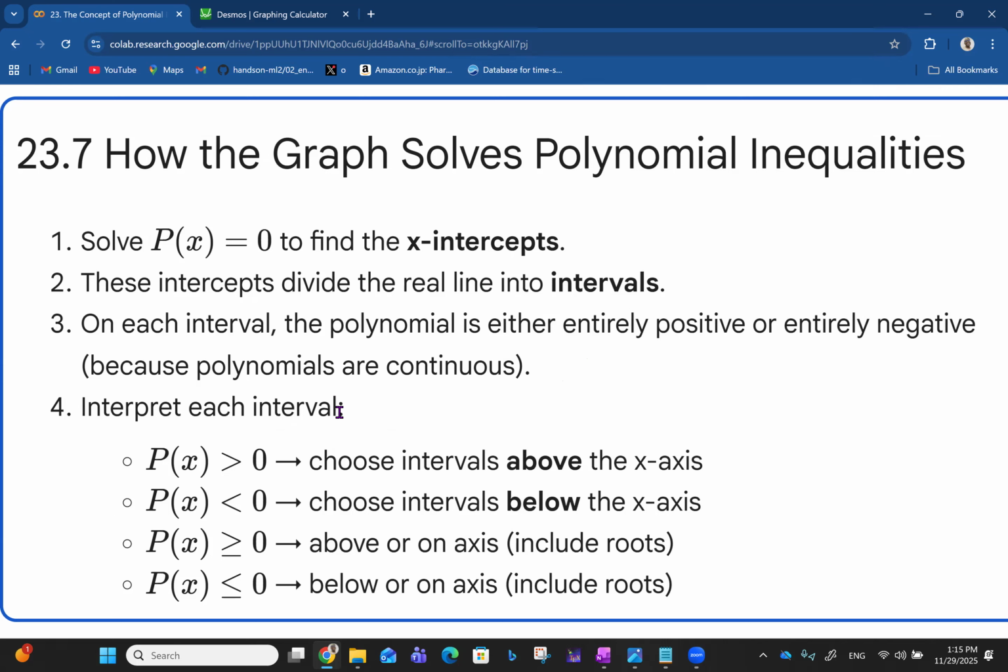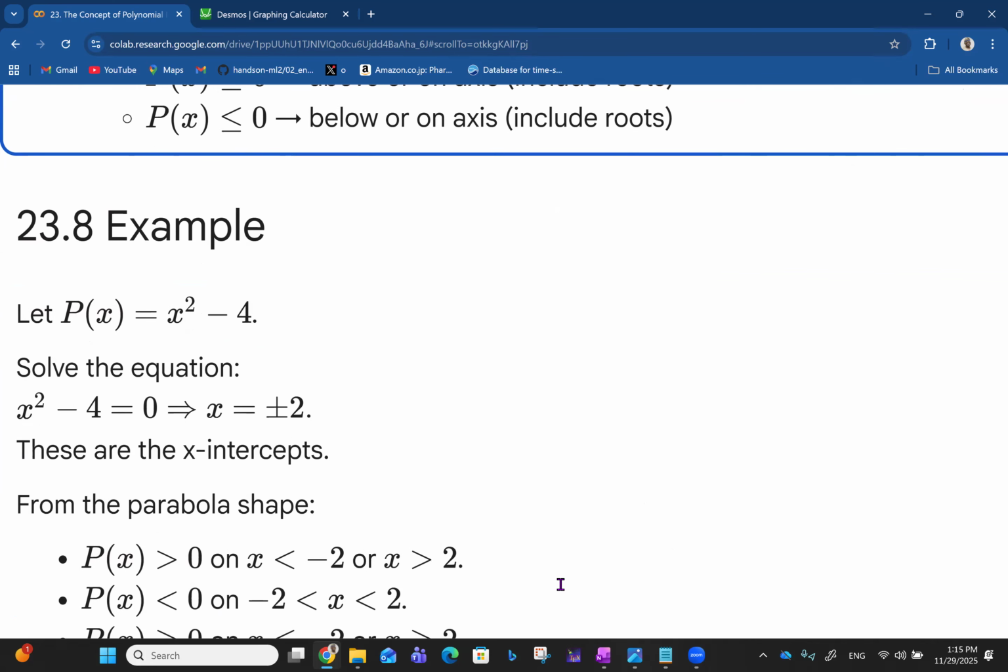So we can then interpret each interval. Where P of x is greater than 0, choose intervals above the x-axis. Where P of x is less than 0, choose intervals below the x-axis. P of x greater than or equal to 0: above or on the x-axis, which includes the roots. And P of x less than or equal to 0: below or on the axis, including the roots.